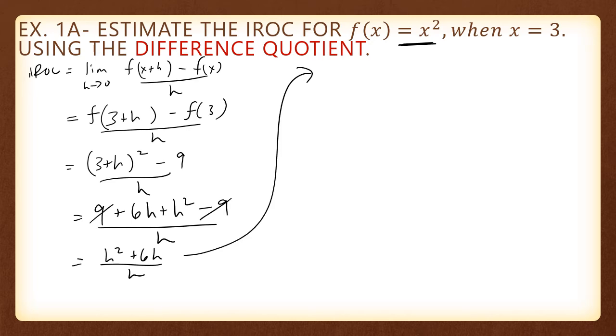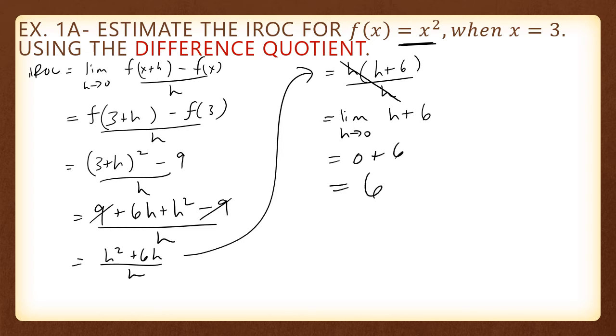At this point, what could you common factor out of the numerator? Well, you could common factor out an h, which would leave you with h plus 6 over h. That is good, because look at this. Those two h's cancel, and all you're left with is h plus 6. And at this point is when you can throw your limit back in, which technically has been there all along. I was just lazy and didn't want to write it. Now it's okay to put 0 in. If I do that, 0 plus 6 equals 6. Therefore, the IROC at x equals 3 is 6.